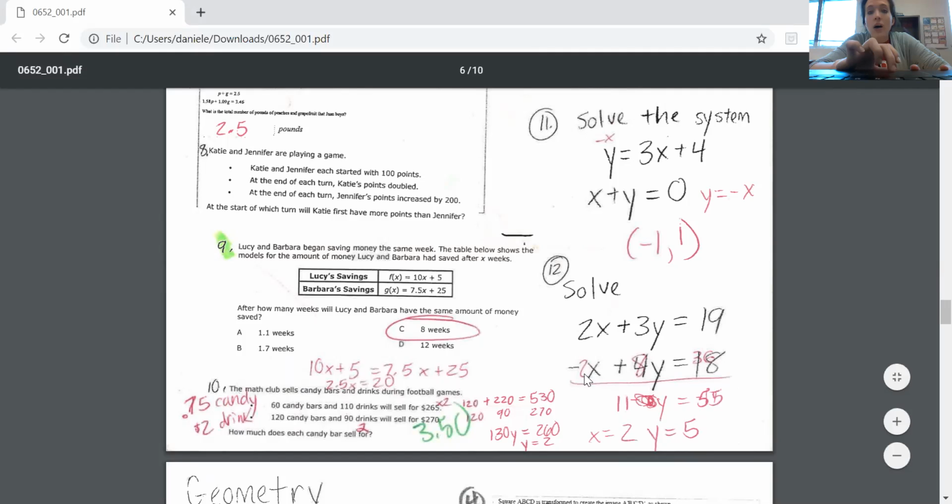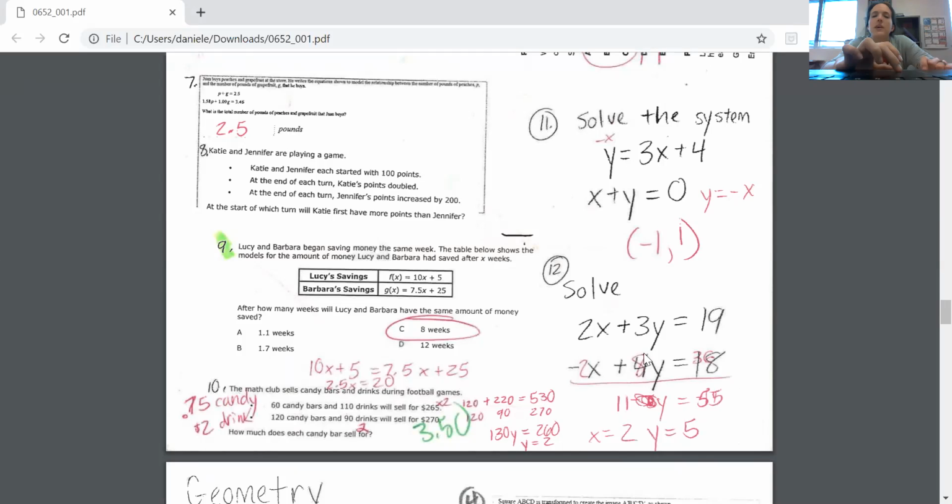Number 12 here, I multiplied this bottom equation by 2 so I could get these to be opposite so I could do my elimination, my linear combination. I add them together, the x's cancel. That's the whole point of elimination, to eliminate something. So I add 8 and 3 and get 11y. I add these and get 55. I divide and find out that y is 5, and I can plug that into any equation to find out x is 2.